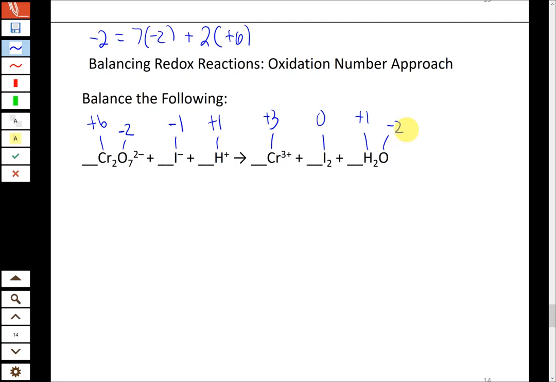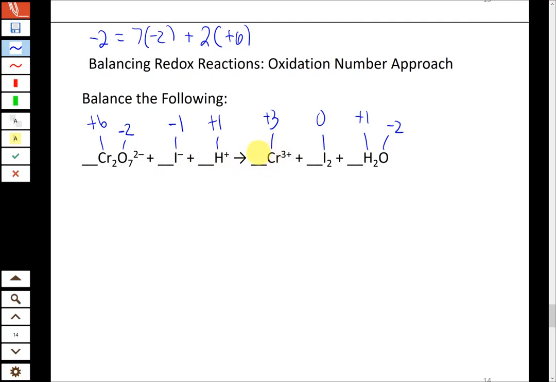ways of handling it, but what you'll notice right away is that on the reactant side, we have dichromate, Cr2O7 2-, but on the product side, it's just chromium by itself. So what that means is no matter what coefficients we have for Cr2O7 and Cr3+, you need to have double the coefficient over here to keep chromium balanced. So the atoms still need to be balanced.